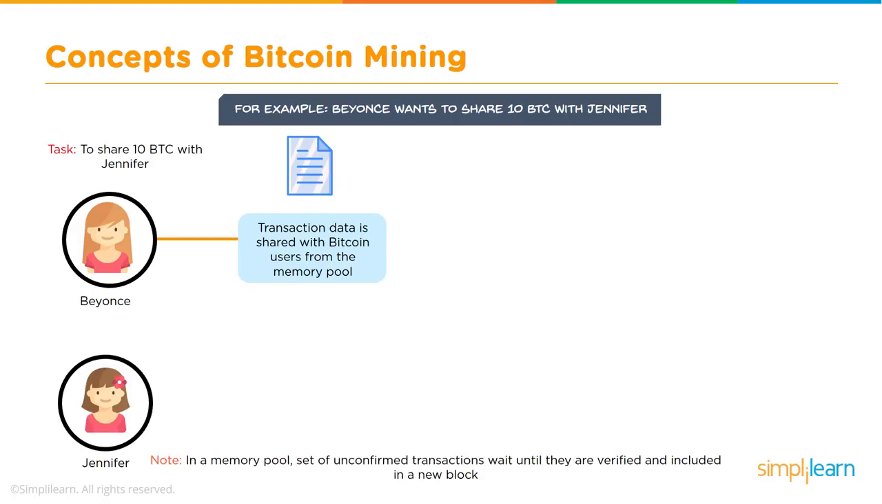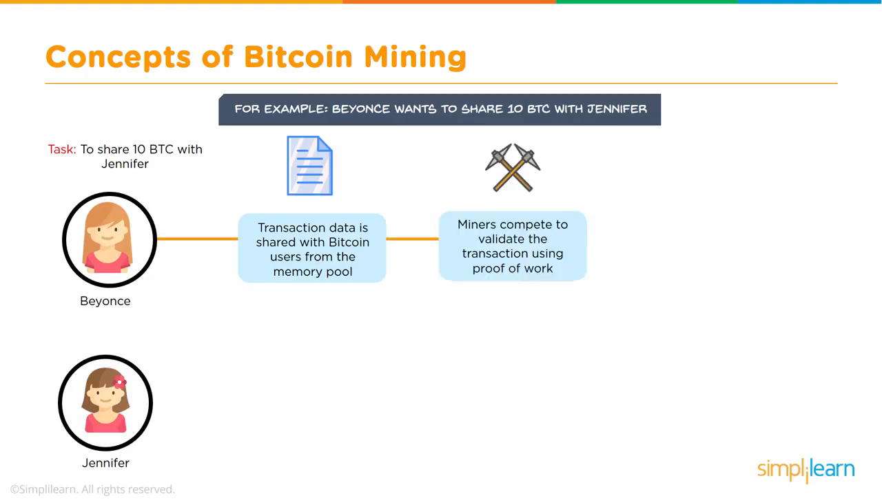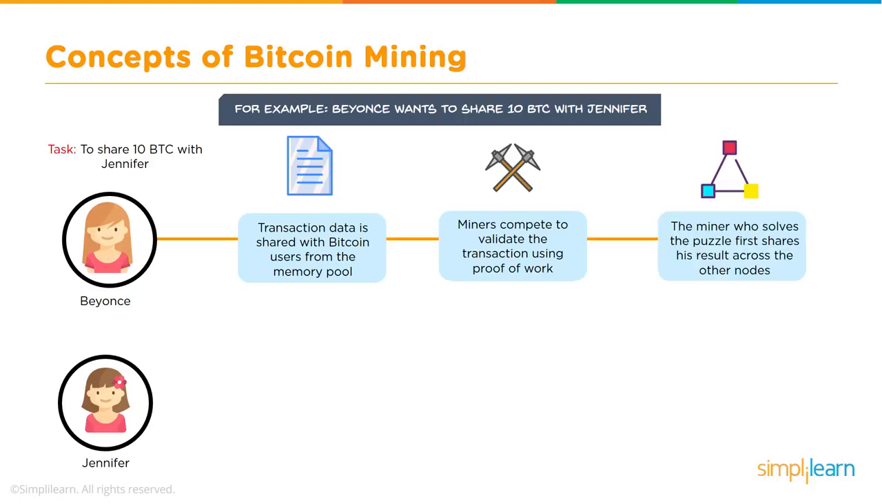So in a memory pool, a set of unmined or unconfirmed transactions wait until they are verified and included in a new block. They remain in that unconfirmed transaction pool. Now, miners competing to validate the transaction using proof of work keep on continuously polling the unconfirmed transaction pool. They pick up those transactions and start validating them. They aggregate them in a data block and start solving the puzzle.